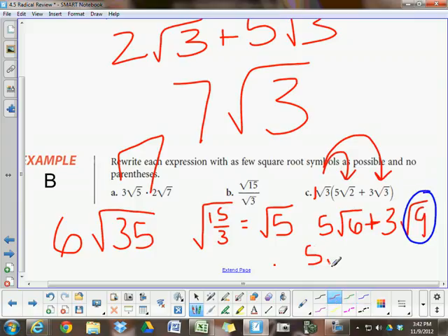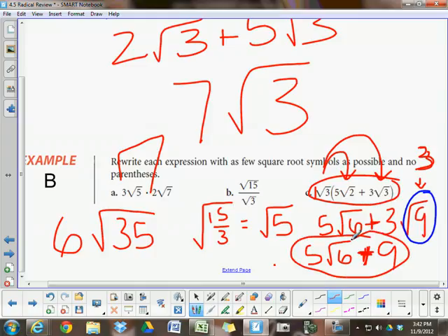5 root 6 cannot. But 3 root 9 simplifies to 3 times 3. This 9 is a 3. So we have 3 times 3, which is 9. So this simplifies to 5 root 6 plus 9. You can check all of these problems by entering the original problem into your calculator along with your answer. They should produce the same decimal value.